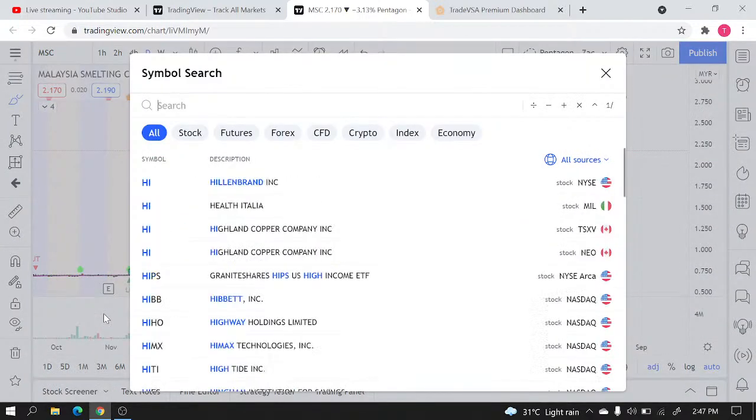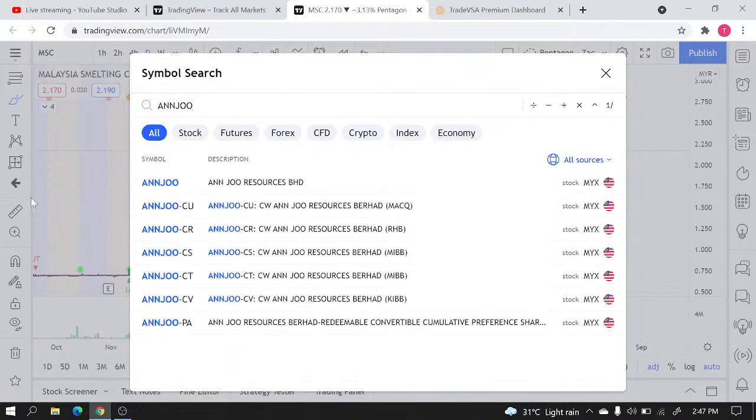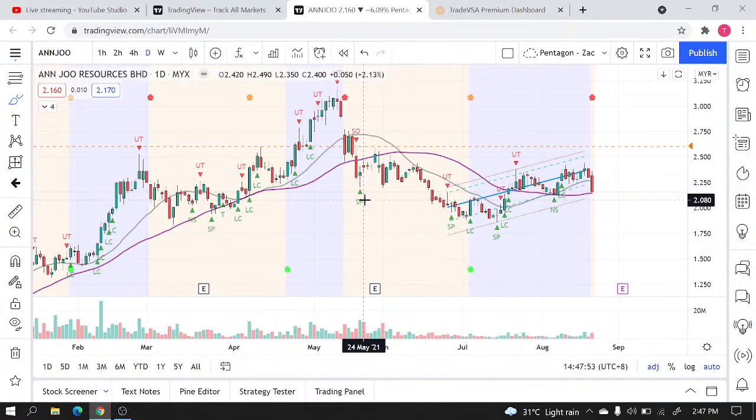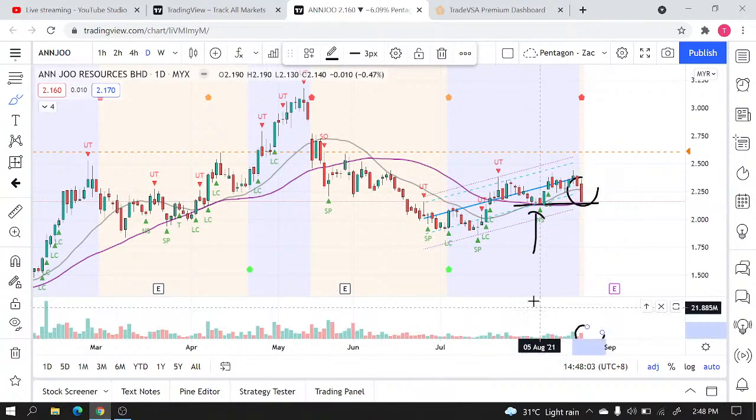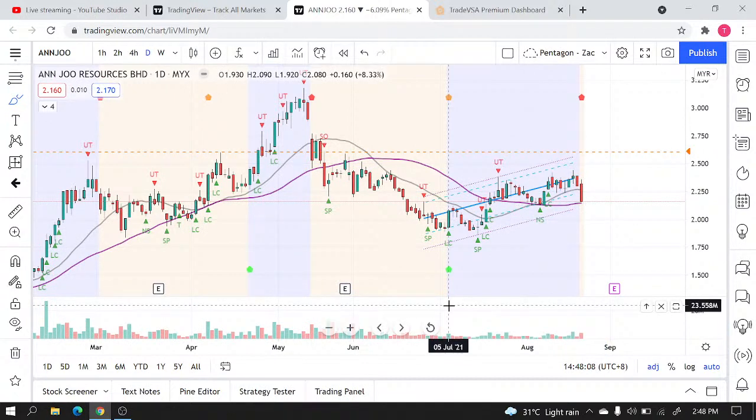Let's try help. Oh, Anju. Yep, Anju I think comes with NS also. So it seems that they are trying at the NS areas. Drop below NS, cut loss. But Friday also came with high volumes. Increasing volume but not high volumes. So drop below NS, cut loss. That's your stop loss.